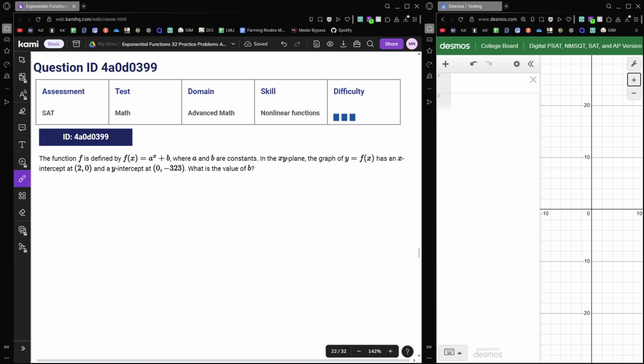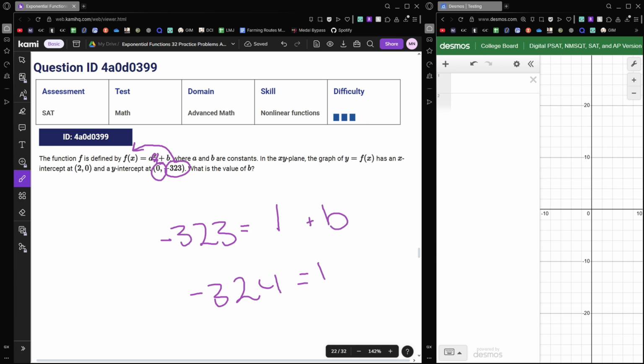Now here, they tell us it has a y-intercept at (0, -323). So that means we can plug in 0 for x, and then -323 for f of x. Now you should also know that anything to the power of 0 is 1, so we can rewrite a to the power of 0 as just 1. And to get b by itself, let's just subtract 1 from both sides to get that b is equal to -324.